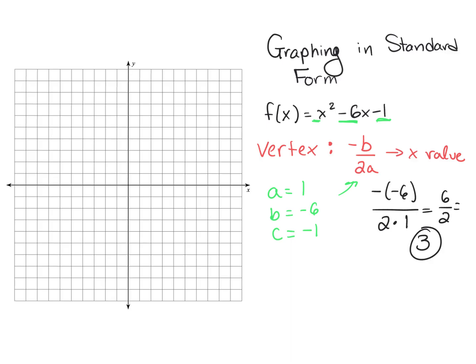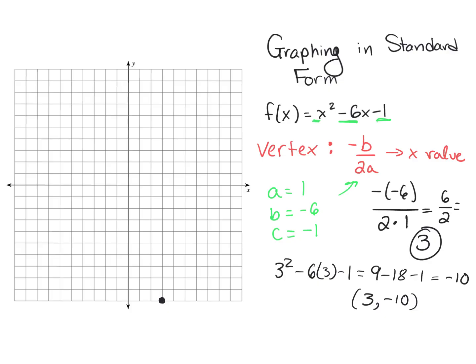Now I have to figure out my y value, so I'm going to plug 3 into my original quadratic function up here. So 3 squared minus 6 times 3 minus 1. I'll have 9 minus 18 minus 1, which will give me, let's see, -9 minus 1 more is -10. So my vertex is going to occur at 3, -10. So I can plot that pretty easily.